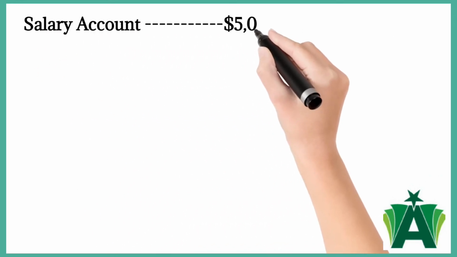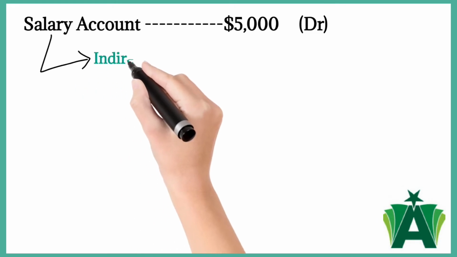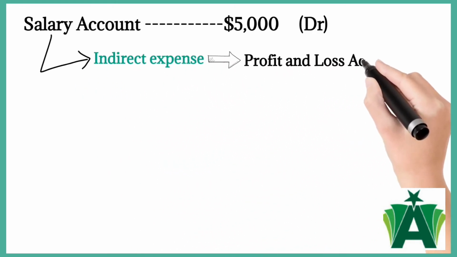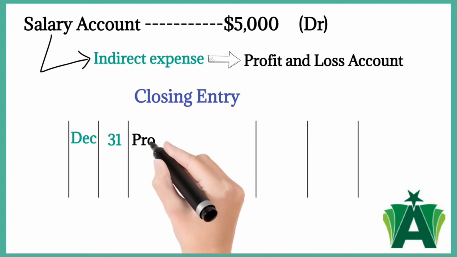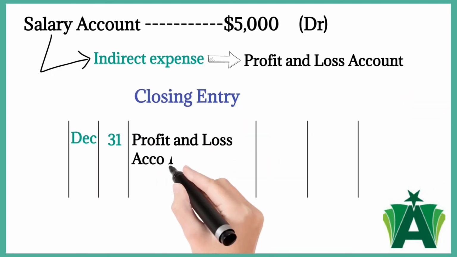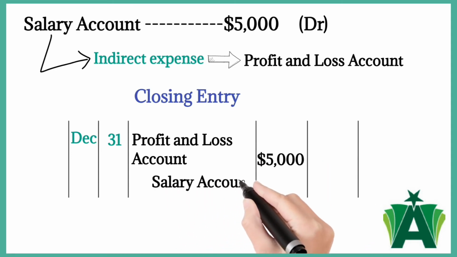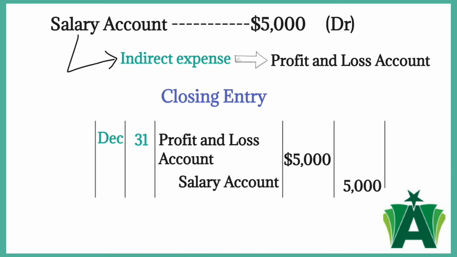Salary account $5,000. Salary account nature is an indirect expense and transferred to profit and loss account. The closing entry will be: profit and loss account debit $5,000 and salary account credit $5,000.